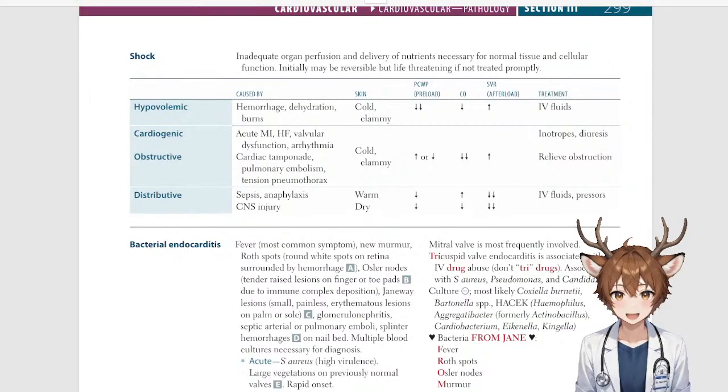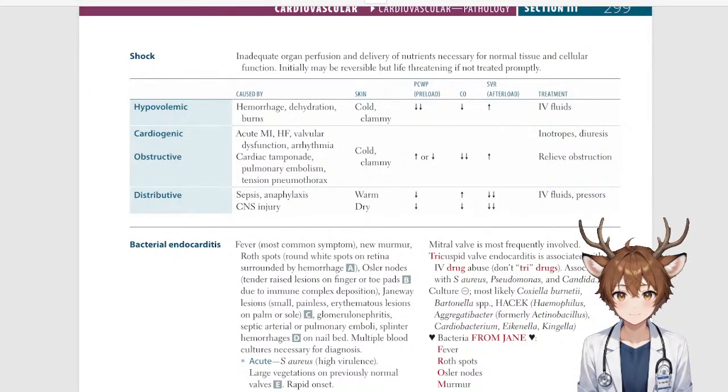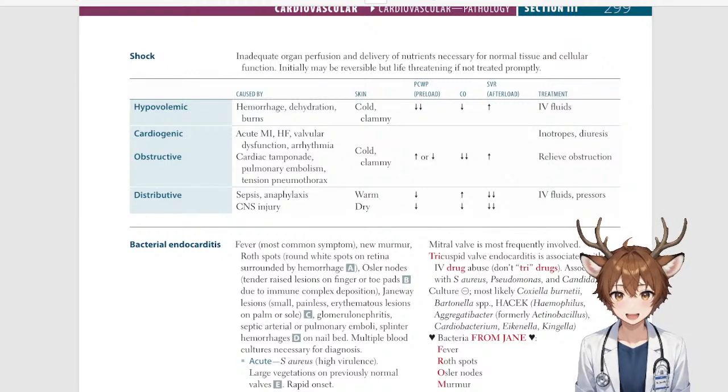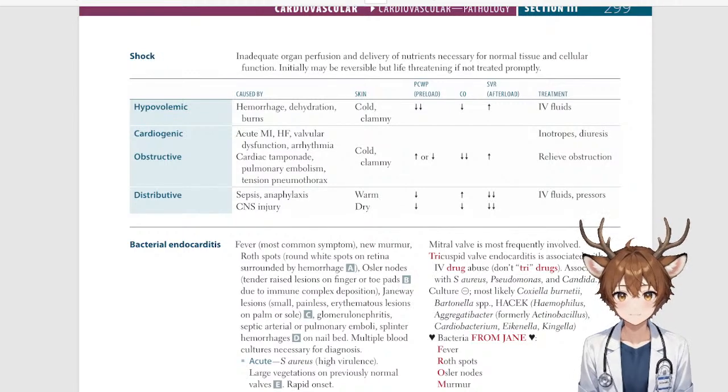So you'll have a decreased cardiac output in this case for CNS injury. You have a decreased SVR, which is the primary disturbance, again, driving the shock. And you have either a normal or an elevated SvO2.